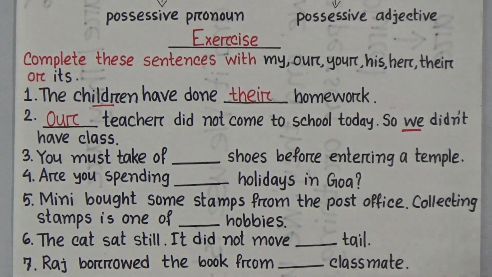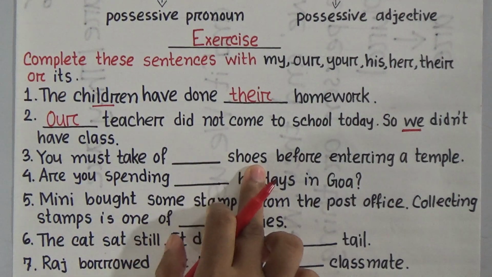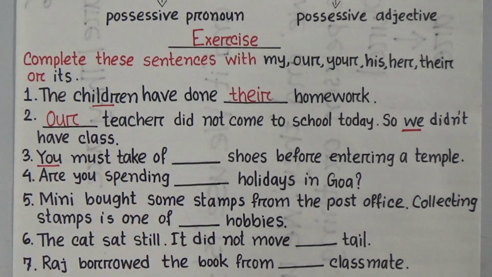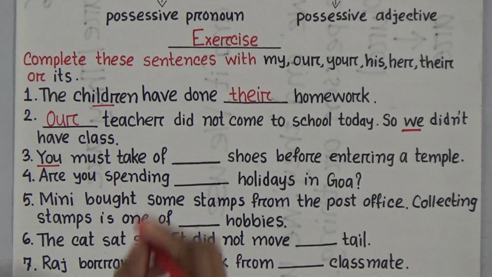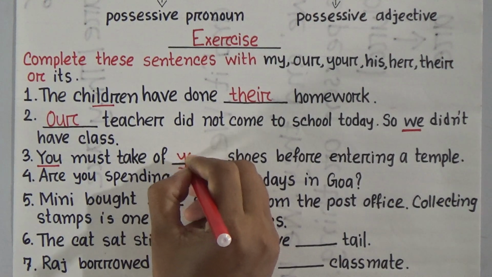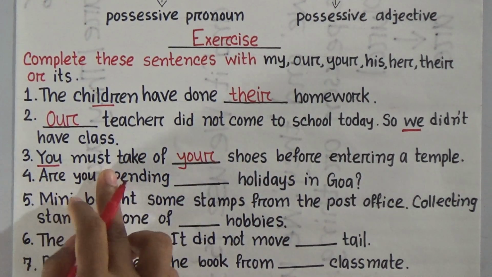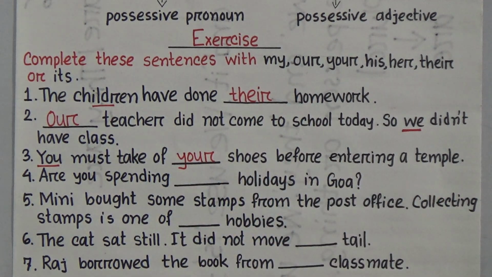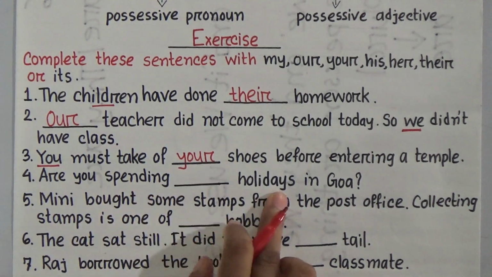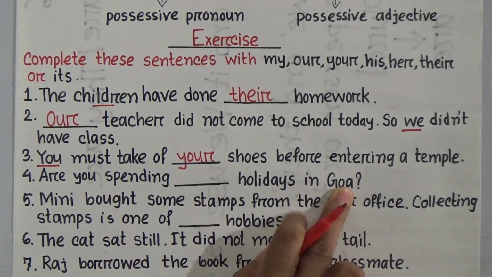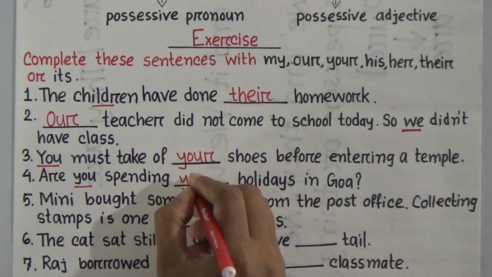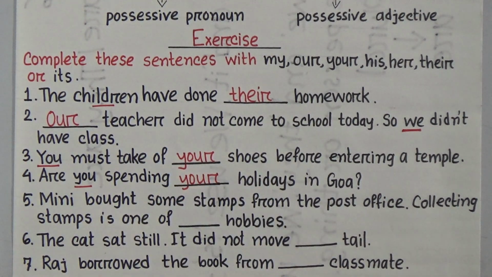Now number 3, you must take off dash shoes before entering a temple. Look, the subject is you and we find your from the subject you. You must take off your shoes before entering a temple. Now number 4, are you spending dash holidays in Goa? Here also you find you. Are you spending your holidays in Goa? So in the gap, you have to write your.